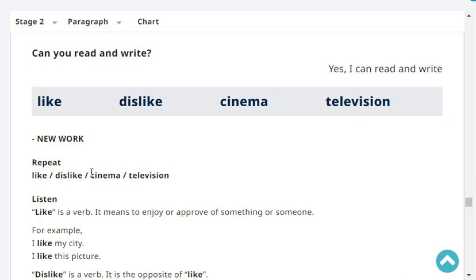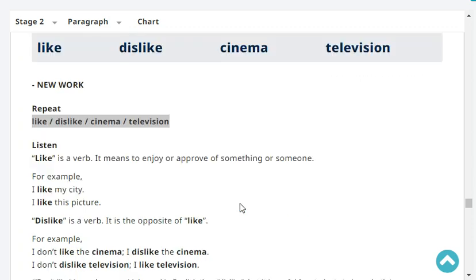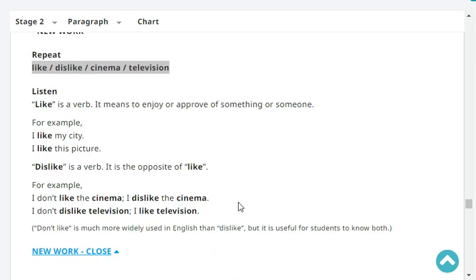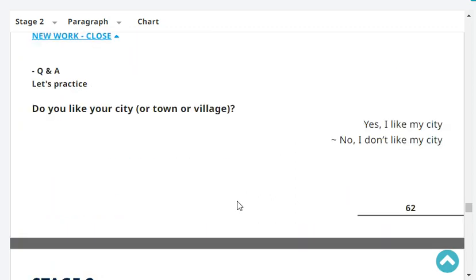Next, repeat. Like, dislike, cinema, television. Very good. Okay, listen. The word like is a verb. It means to enjoy or approve of something or someone. For example, I like my city. I like this picture. Dislike is a verb. It is the opposite of like. For example, I don't like the cinema. I dislike the cinema. I don't dislike television. I like television.